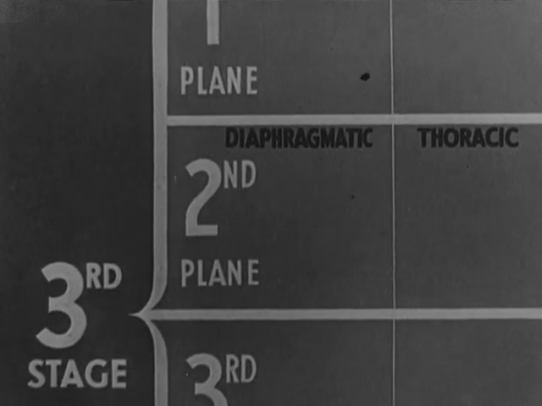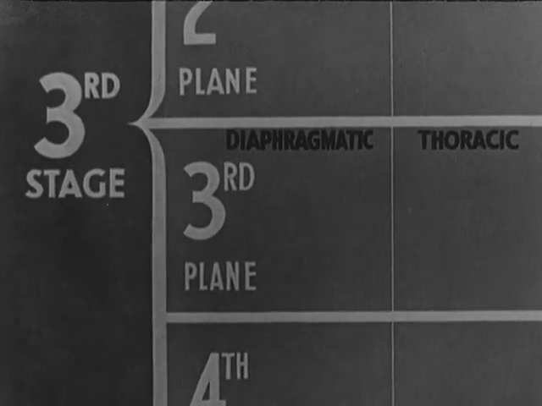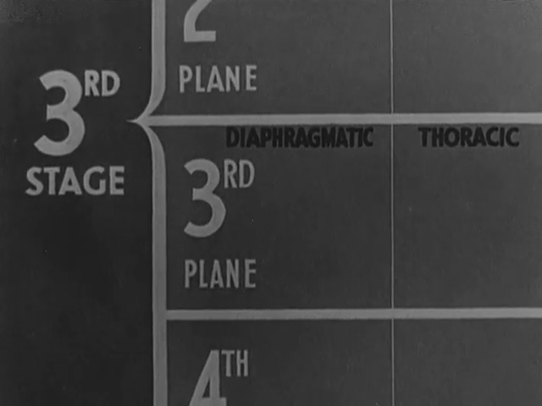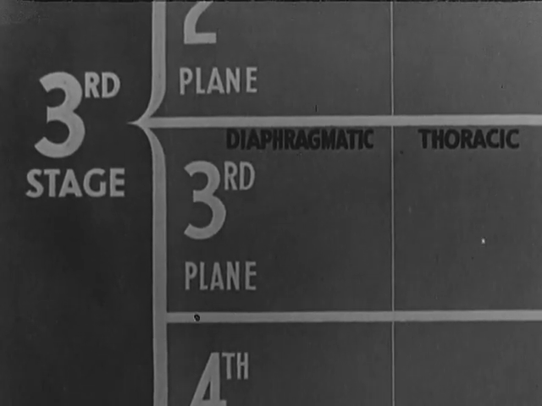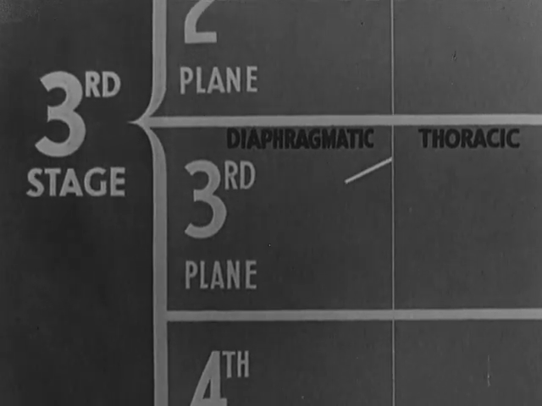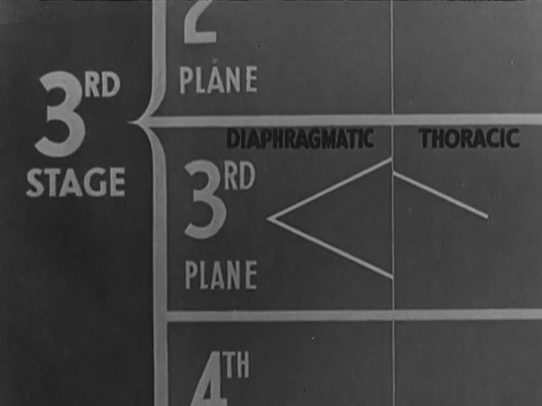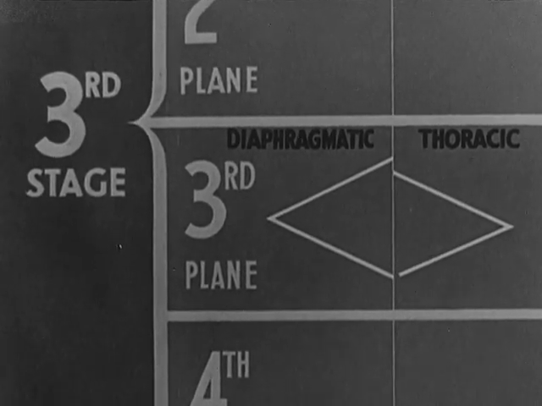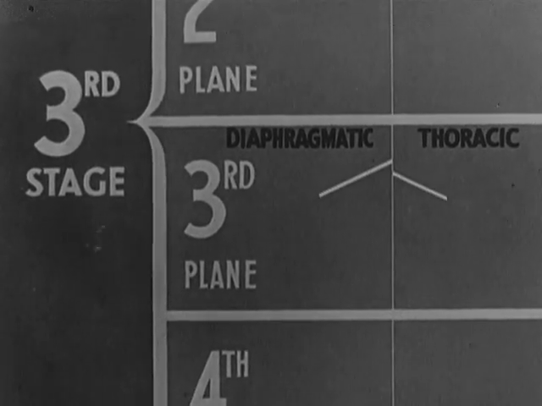In the 3rd plane, the breathing, still regular, changes in character. The intercostal muscles weaken, and breathing is taken over increasingly by the diaphragm. We'll show each separately to start with. The diaphragm contracts as before, but expansion of the thorax starts to lag behind. Here are the movements together.